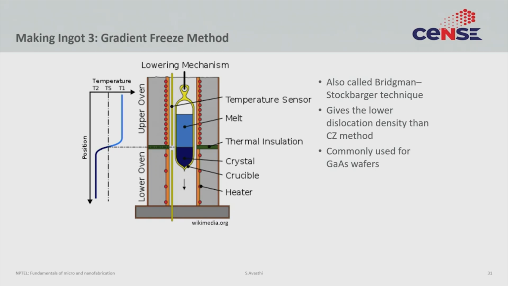Without going into details, I'll just inform you that this gives lower dislocation density than the CZ method, and this gives you much better quality gallium arsenide wafers. So for gallium arsenide, this is the method of choice. It's not CZ, it's not float zone methods of crystal growth.